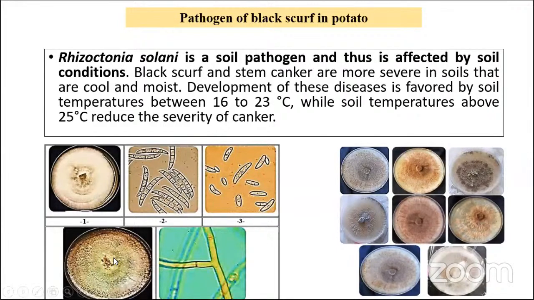This is the pathogen isolated in petri plates. You can see the different structures in the plates. These are the sclerotia formed by Rhizoctonia solani. This one is the greenish mycelium. So there is fungal diversity, with different colors and morphology, because it's a highly diverse fungal pathogen. So there can be different types of Rhizoctonia solani.